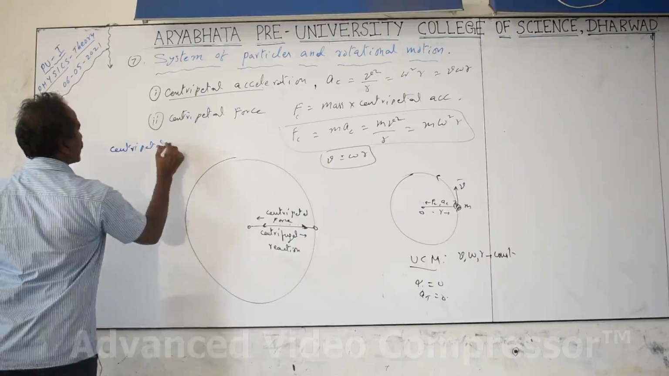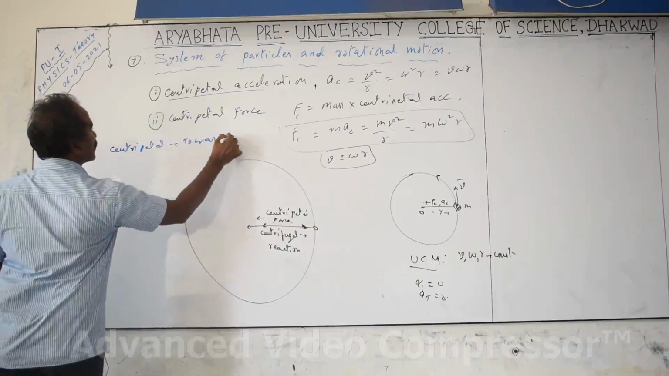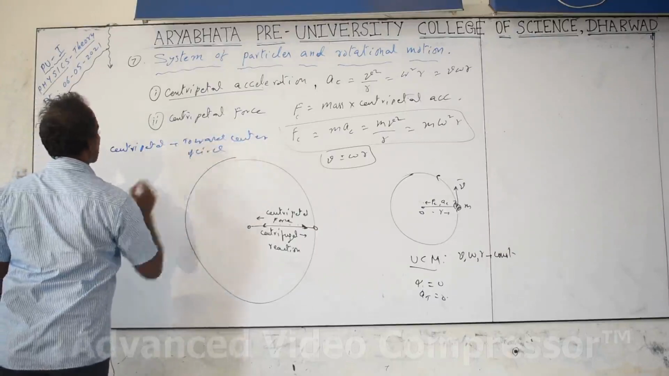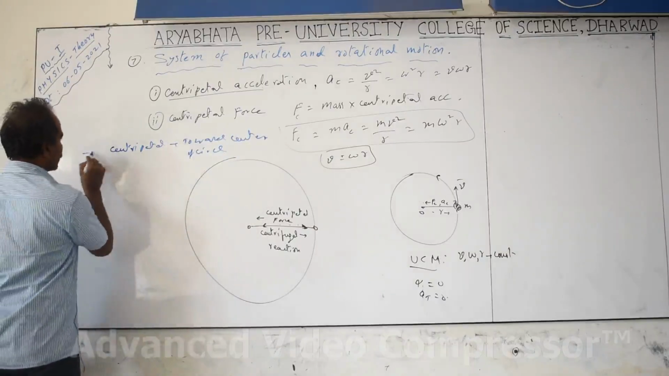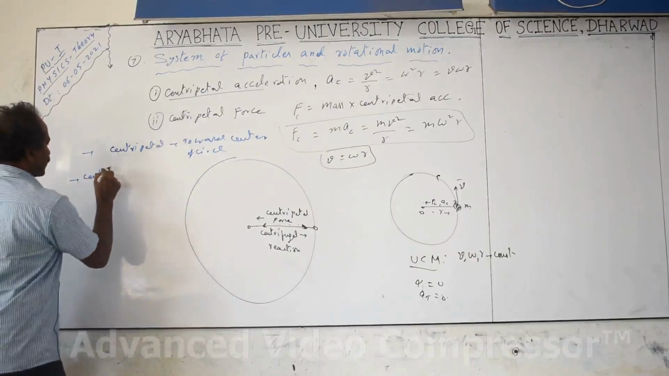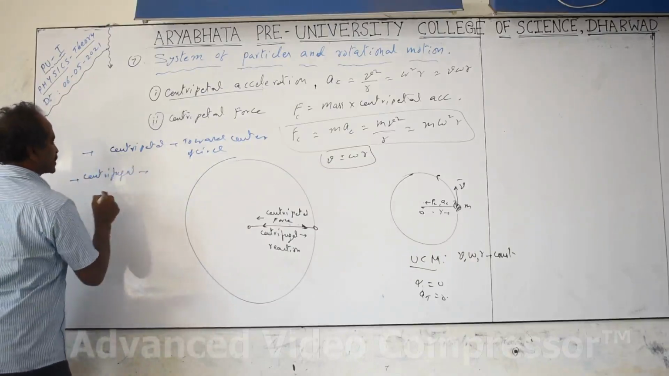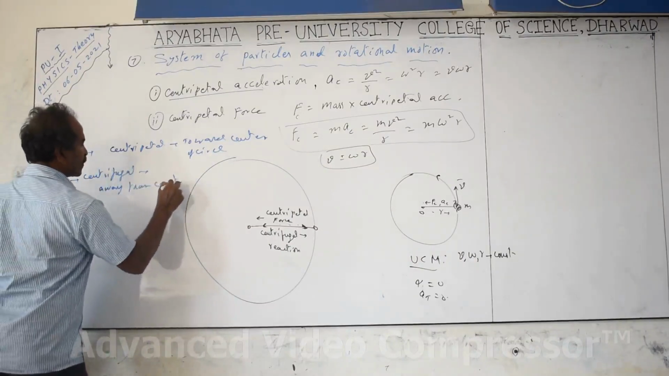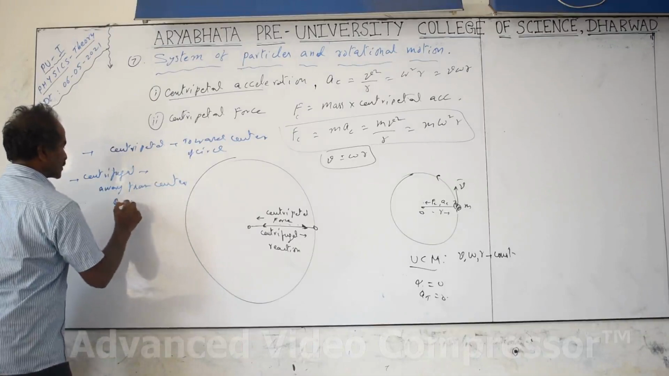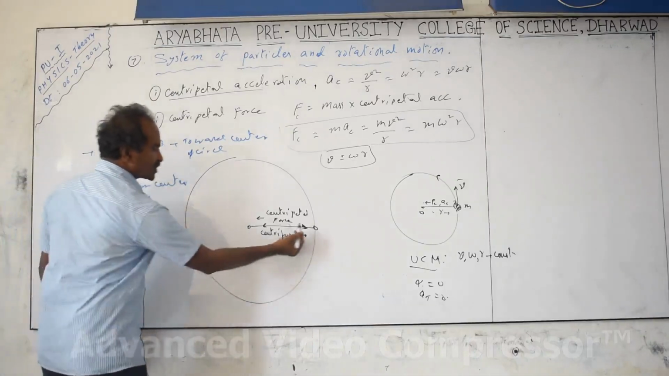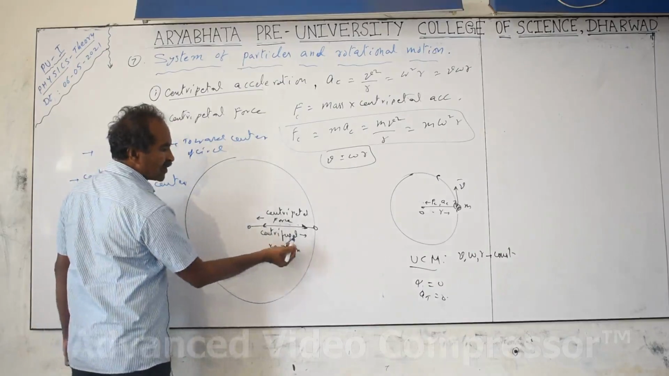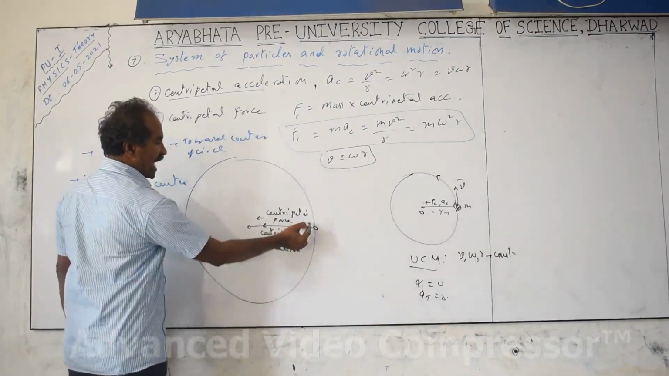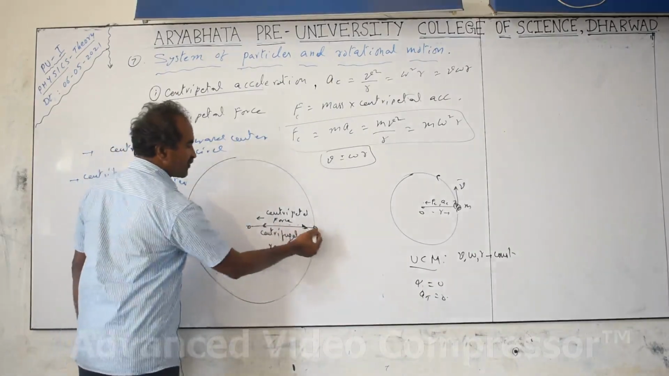Centripetal means towards the center of the circle, and centrifugal means away from the center of the circle. Centripetal force is towards the center of the circle. Centrifugal force, we are not using the term, be careful with the word. It is not centrifugal force, it is a centrifugal reaction. Action is towards the center of the circle, centrifugal reaction is away from the center of the circle.